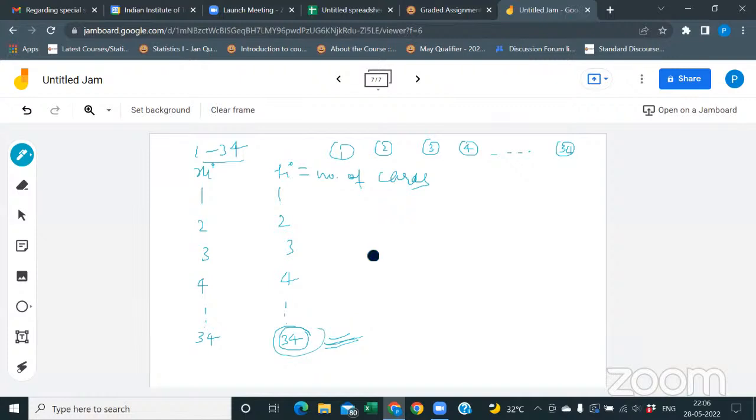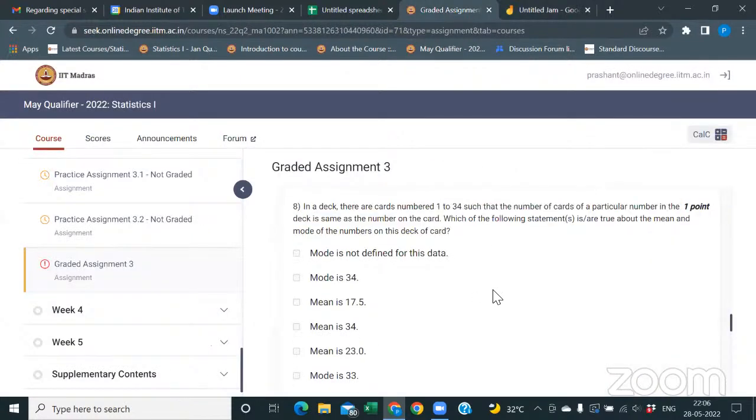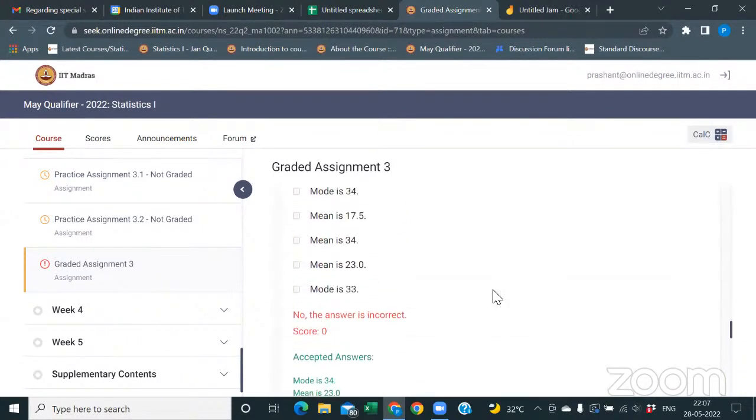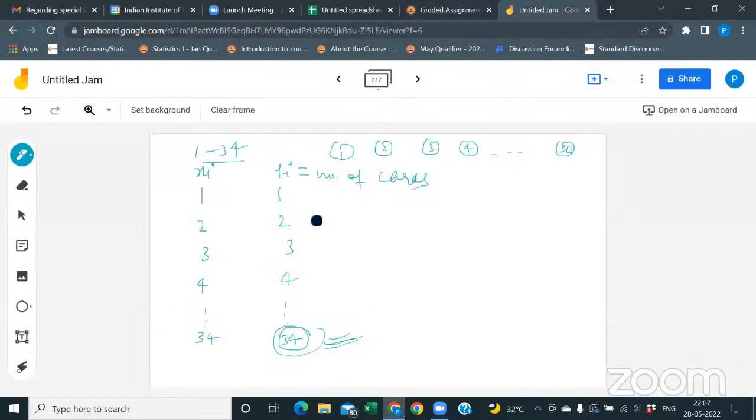Okay, sir. Another one? Sir, explain the mode again, please. See, what is your frequency? Mode is that number which occurs more frequently, which occurs the maximum number of times. So here, there are 34 cards of the number 34. Means the number of cards is the mode. So 34 will be the mode. Got it? Yes, sir. Thank you.